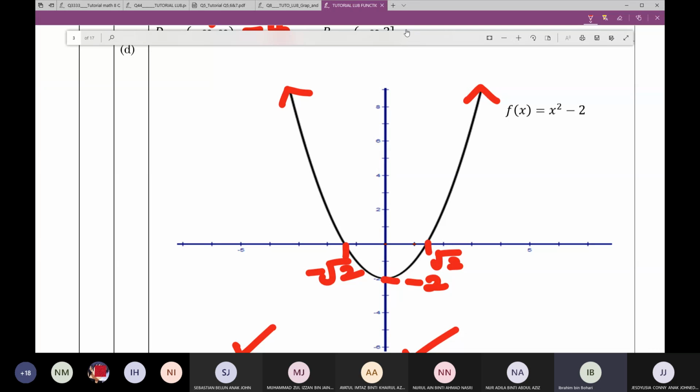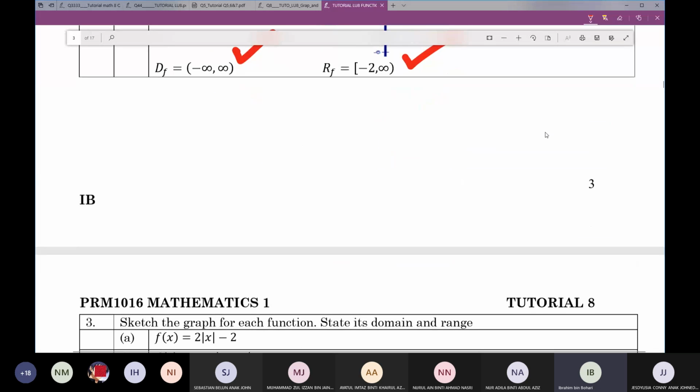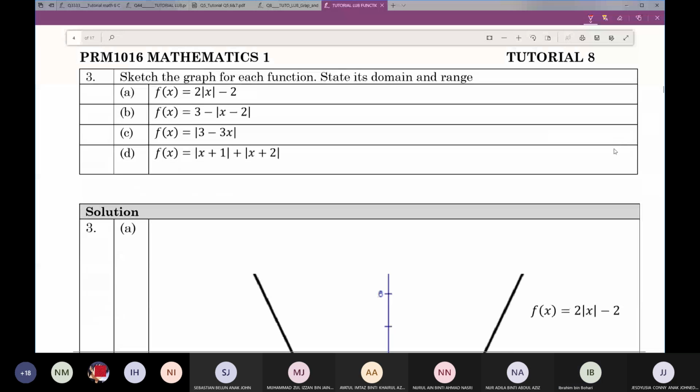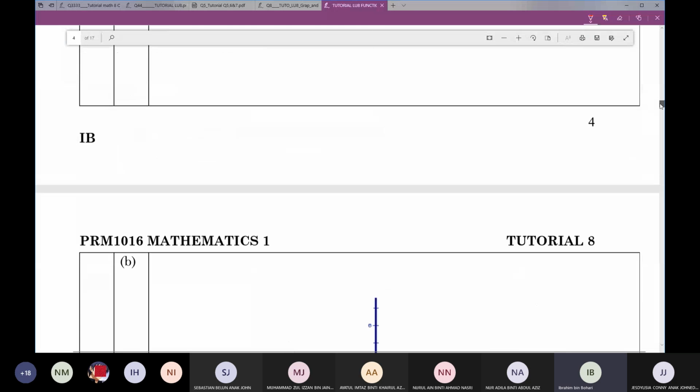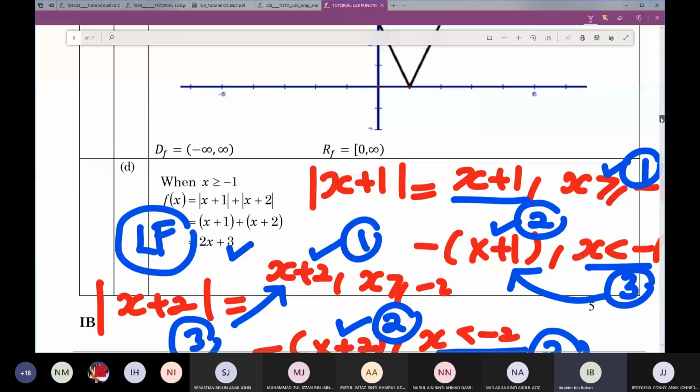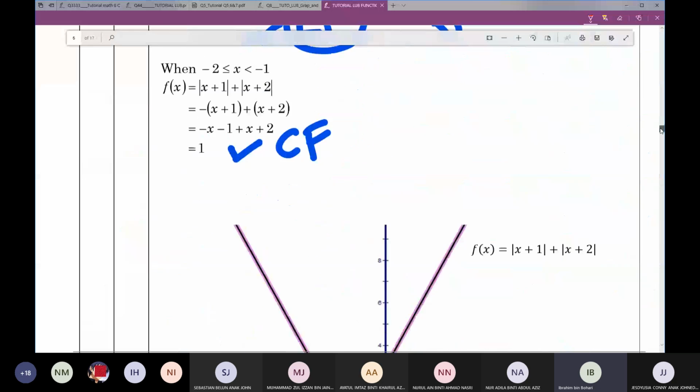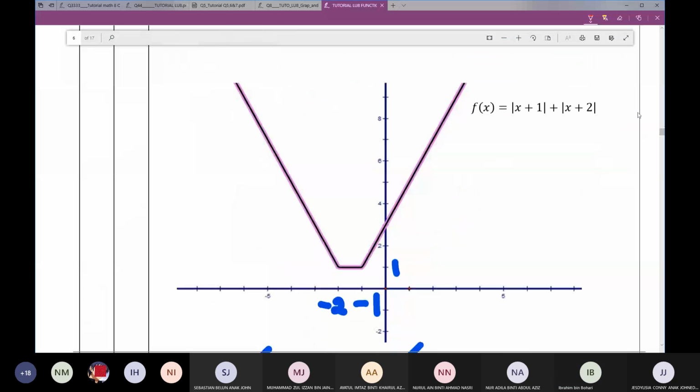Okay, tak ada soalan. Saya ambil you punya attendance dulu. Jangan keluar dulu. Mana attendance you all? Okay. Question 3D. Okay, saya check. Okay, dia punya graph. Okay, saya tunjukkan ini. Okay, cek jawapan. Question 3D. Dia akan jadi macam ini nanti.